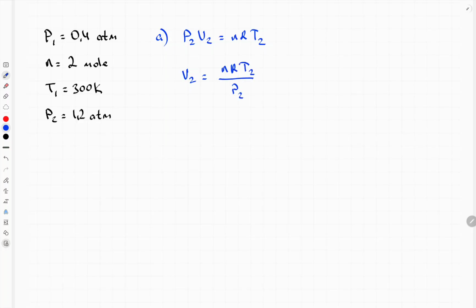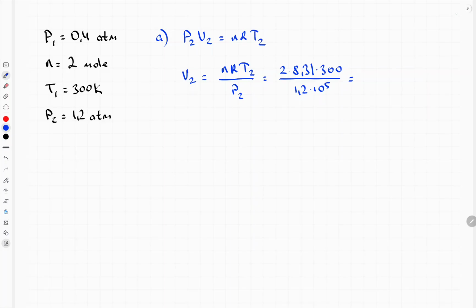Here in this equation, everything is given. n is 2, R is the constant 8.31, and the temperature equals the initial temperature because this is an isothermal process, which is 300 kelvins, divided by the final pressure. It was given in terms of atmospheric pressure, so we need to convert it into Pascal, approximately 1.2 × 10^5.